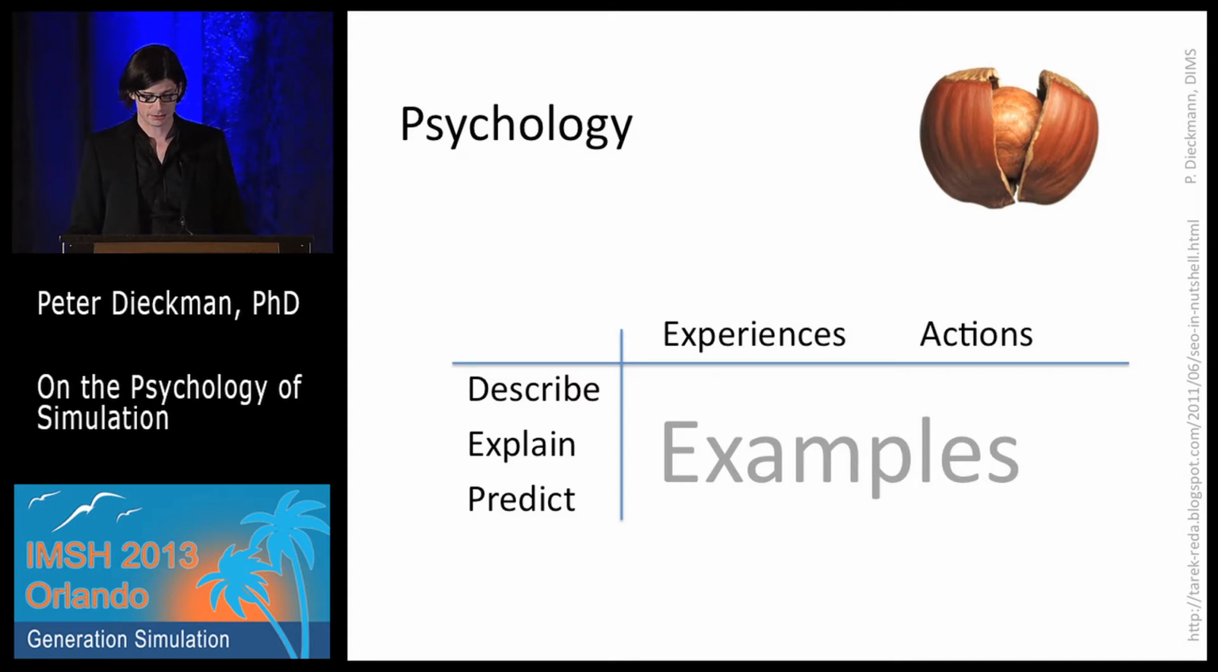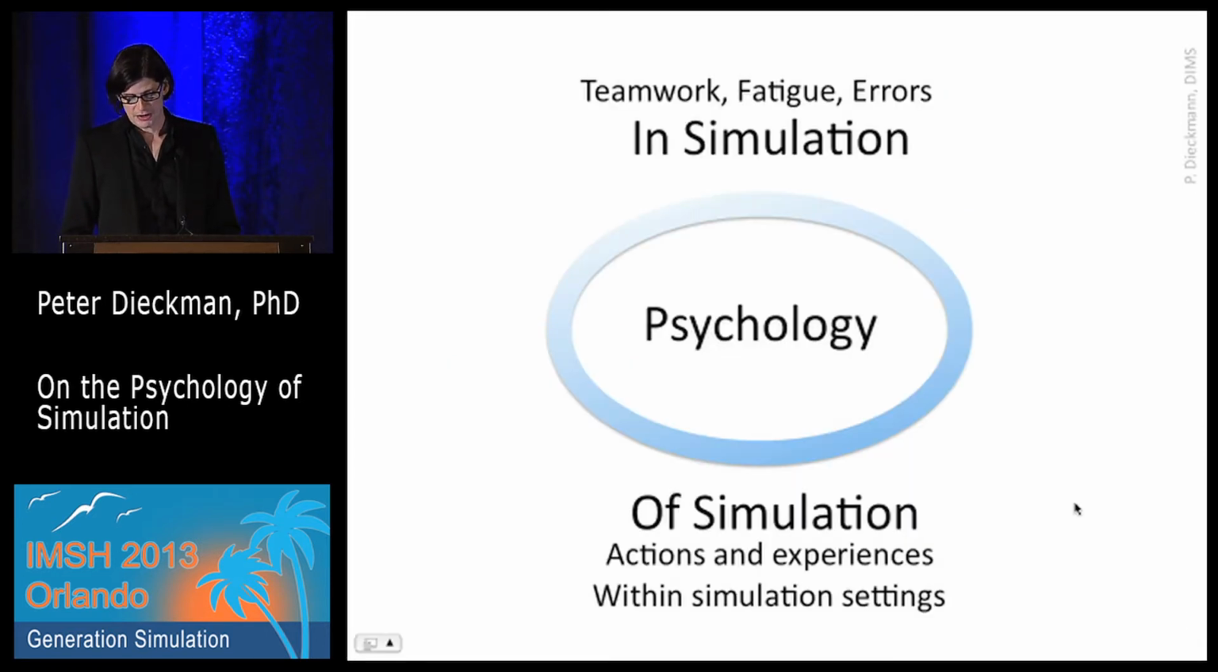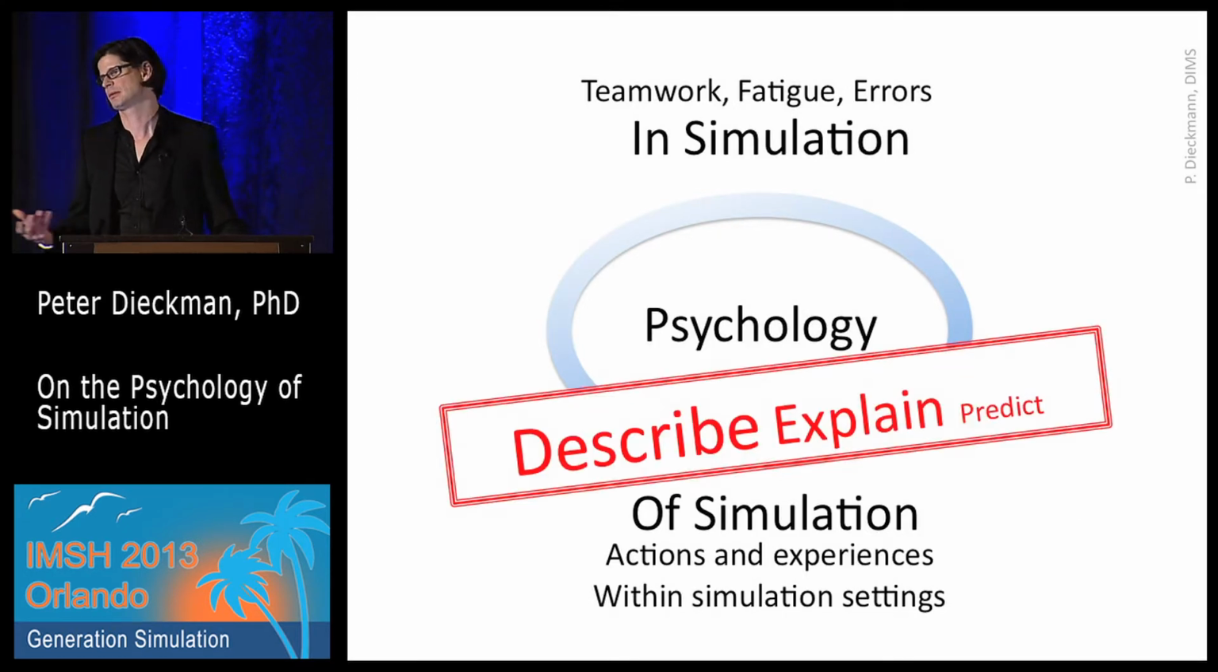What is psychology about? In a nutshell, you could say it's about describing, explaining, and predicting experiences and actions of people. And I will use examples from healthcare simulation to try to do that. When you think about psychology, many of you might think about using psychology, for example, to understand team processes, and then you train the team processes, or understand the psychological mechanisms, if they are there, of human error, for example. You could also think about psychology of simulation. So what are the experiences, what are the actions of people actually working in the simulation setting? And it is the latter sense that I would like to focus on. So I will try to describe, explain, and a little bit predict how people will behave, how people will experience the work in simulation settings.